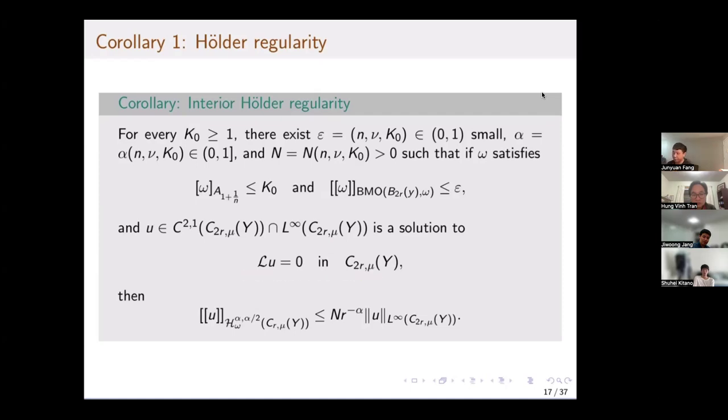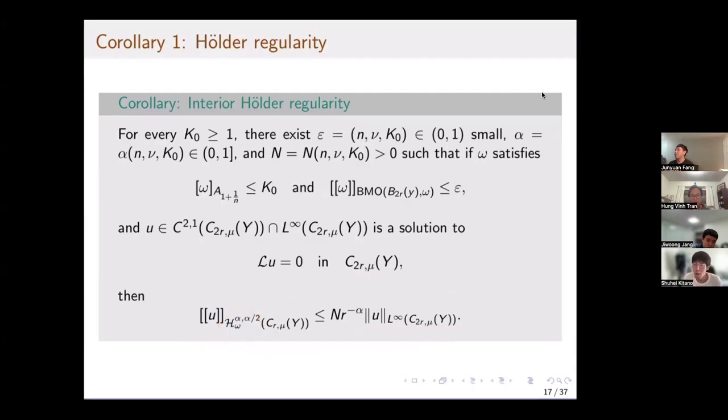We have the Hölder regularity estimate. So here is the Hölder semi-norm, but I treat it a little bit. This is something new, okay? This is called the weighted Hölder semi-norm. This will be less than n times r to the negative alpha times the L infinity norm of U. So I didn't introduce this one.